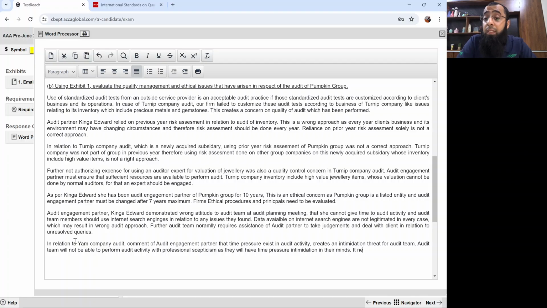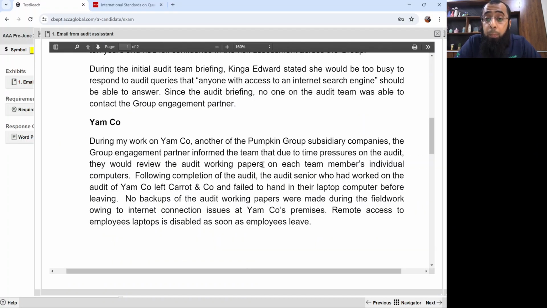It needs to be considered why the audit deadline was not negotiated properly at the time of engagement acceptance. Like why this time pressure is created. Okay, that's an important issue. And then, as he's saying that he will review the audit working papers on each team member's individual computer, this means that consolidated working papers are not made.